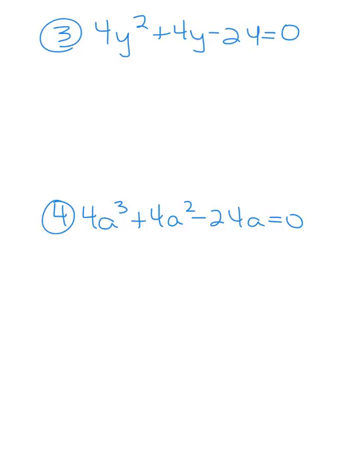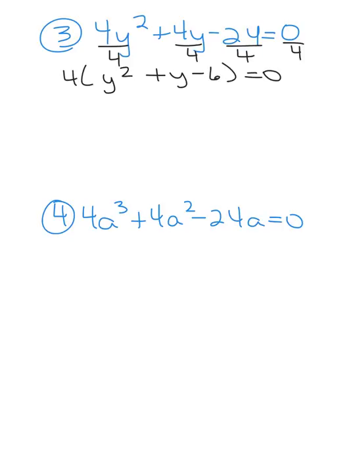In number 3, I notice that I already have my equation set equal to 0, so I'm going to look for my greatest common factor, and in this case, everything's divisible by 4. So I'll divide each term by 4. I can do the same thing to the other side. So I have 4 times the quantity y squared plus y minus 6 is equal to 0.